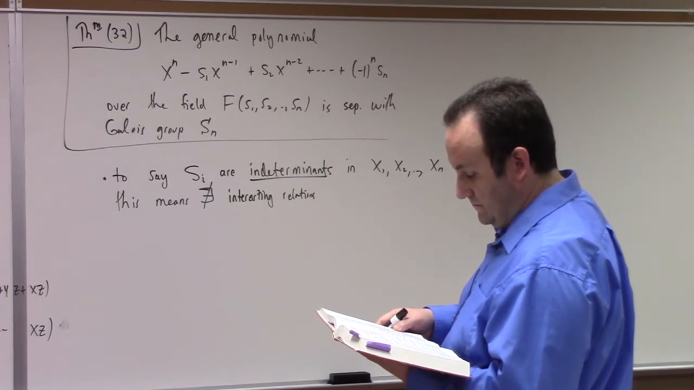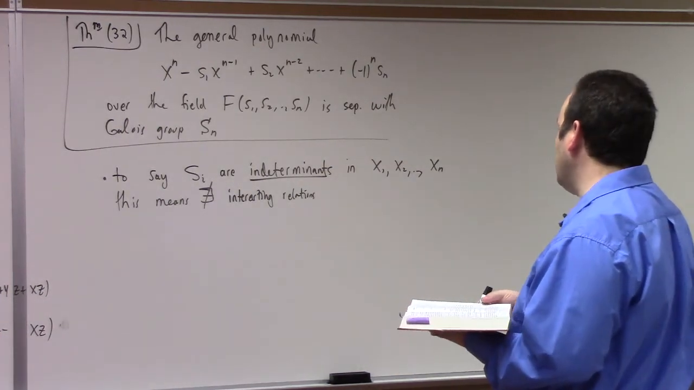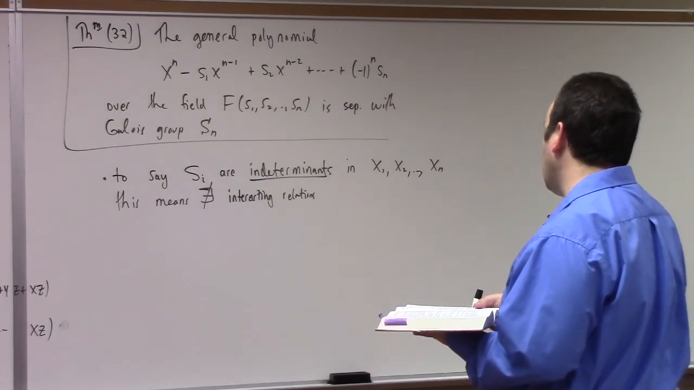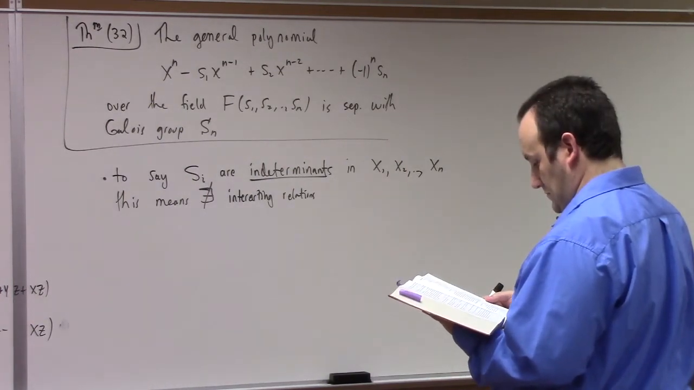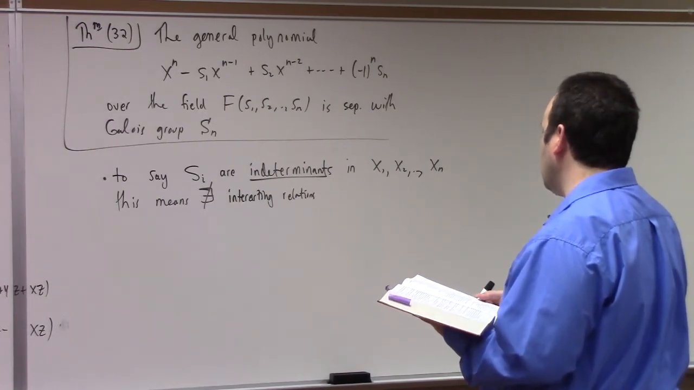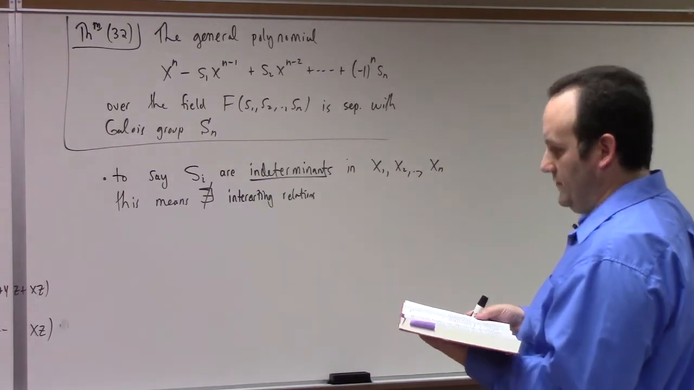So does he mean, if we have a field F and then we have elements S1 through Sn that are not in F, then a relation between them would be a polynomial with coefficients in F where the variables are in the S_i? I don't know. I have to read this more carefully.